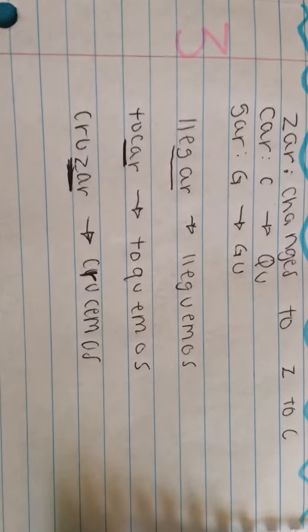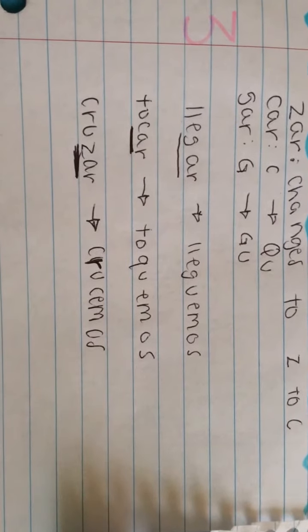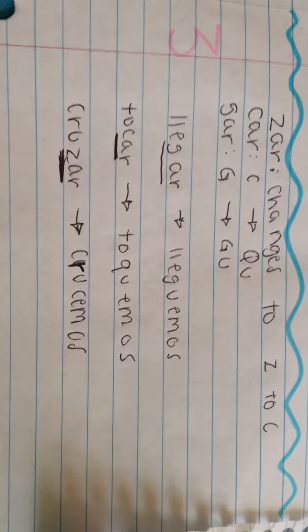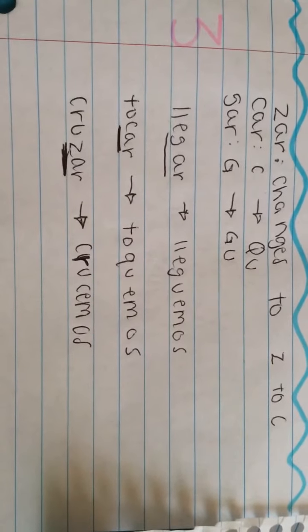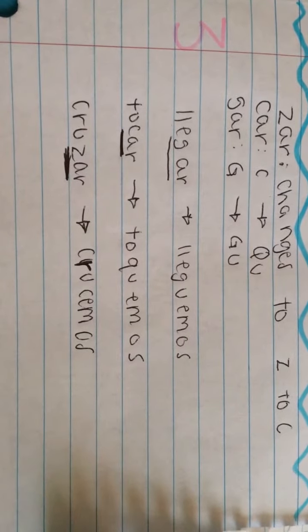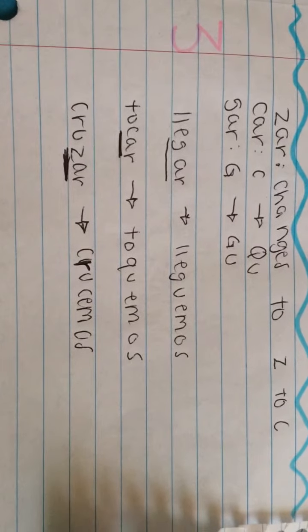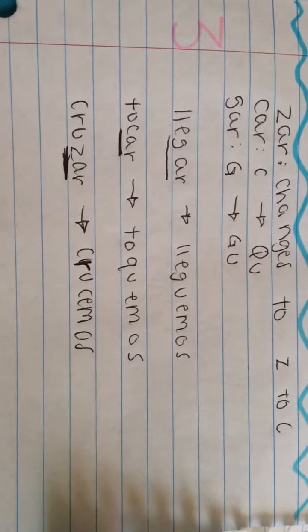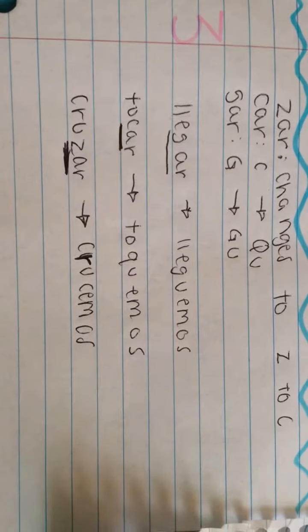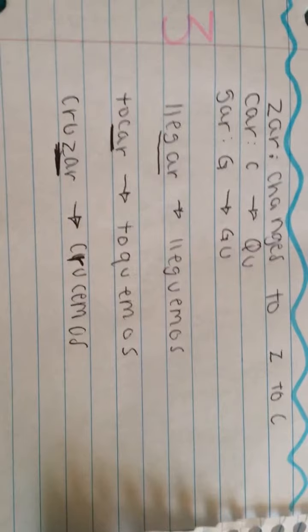So first, we have our special cases of verbs that end in zar, car, and gar. So this is pretty easy. Verbs ending in car, gar, and zar require spelling changes in order to keep the pronunciation. So for car verbs, the C changes to QU as you can see in the example. So you still just drop the AR ending, and you still add emos. And for all of these cases, you add emos. There's no amos. It's just emos.